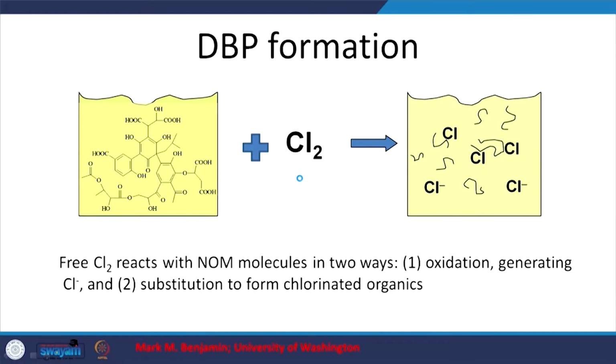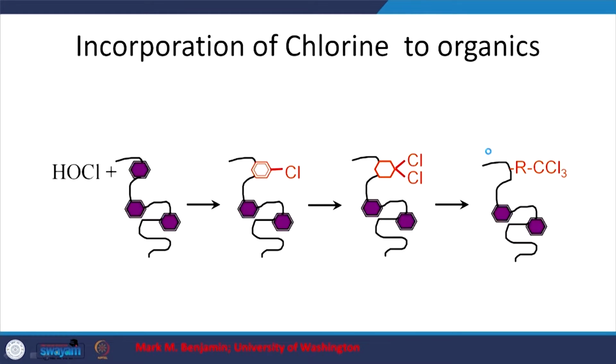So, what happens when we add Cl2, right? When we add Cl2, it can lead to oxidation, and the byproduct of that case will be Cl minus. Okay, that's fine. Or it can lead to substitution to form chlorinated organics, which are called the disinfection byproducts. This is fine, it is not toxic to us at those levels, but when we have substitution to form chlorinated organics, that is when we are going to have issues.